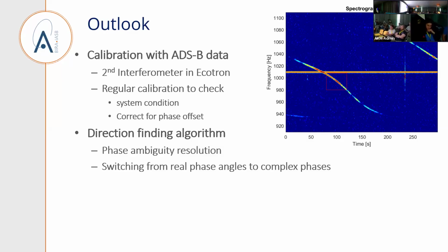I'm about to finish the direction finding algorithm with the correct phase ambiguity resolution. And to do that, I will probably need to switch from the real phase angles I'm used to here to the complex phases. I got some nice feedback already at the Meteor workshop, so this is probably going to solve a lot. And I guess maybe beginning of October, this problem will be solved.